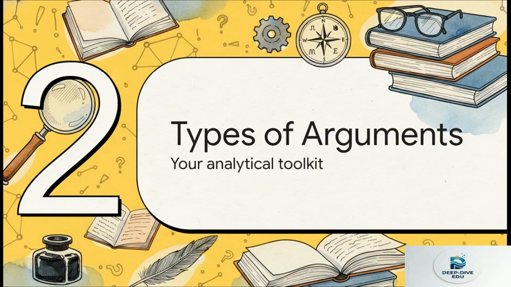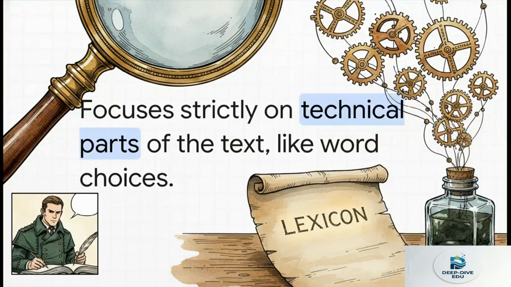Moving right along to Section 2, 5 types of arguments. This is your toolkit for building a case. Think of these next 5 approaches as your foundational toolkit. First up is the Formalist Approach, also known as close reading. This one is fascinating because it's all about zooming way in on the micro details. This is where you pay almost obsessive attention to the technical parts of the text.